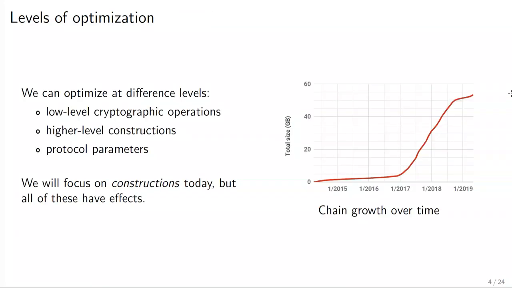And so there are different levels of things that we can do to optimize these. I call these different levels because some of them are very low and some of them are a little bit higher. So one of them is low-level cryptographic operations.